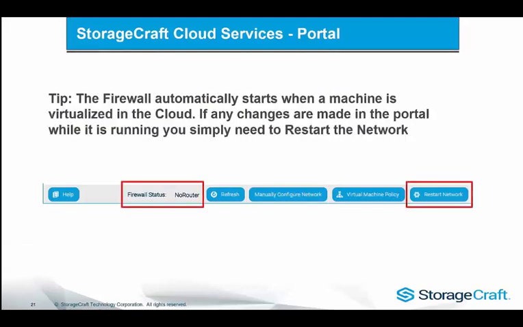By default, the firewall is offline. The firewall automatically starts when a machine is virtualized in the cloud. So if any changes are made in the portal while the firewall is running, you simply need to restart the network.